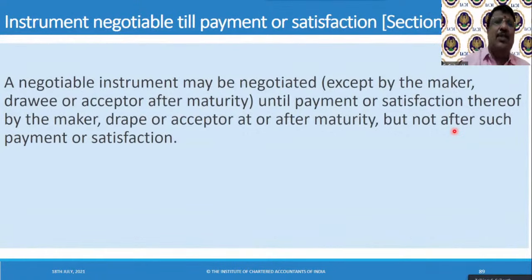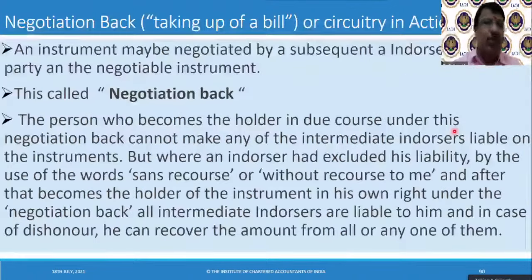So up to payment or satisfaction, it can be negotiated, even after the date of maturity. But once it is paid, end of story, you can't do anything more. We come to something called negotiation back, also known as circuity of action. Let's see.